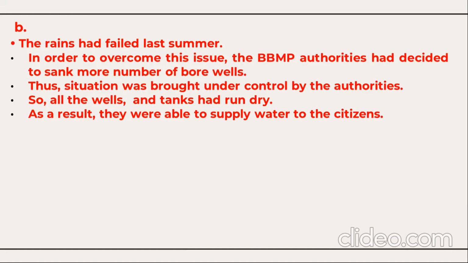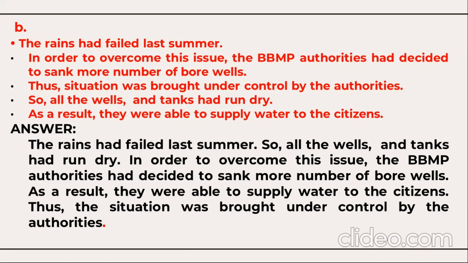Now let's rearrange it in a meaningful context. The rains had failed last summer, so all the wells and tanks had run dry. In order to overcome this issue, the BBMP authorities had decided to sink more number of bore wells. As a result, they were able to supply water to the citizens. Thus, the situation was brought under control by the authorities. So this is how you need to arrange the sentences, and you can get here 5 marks.